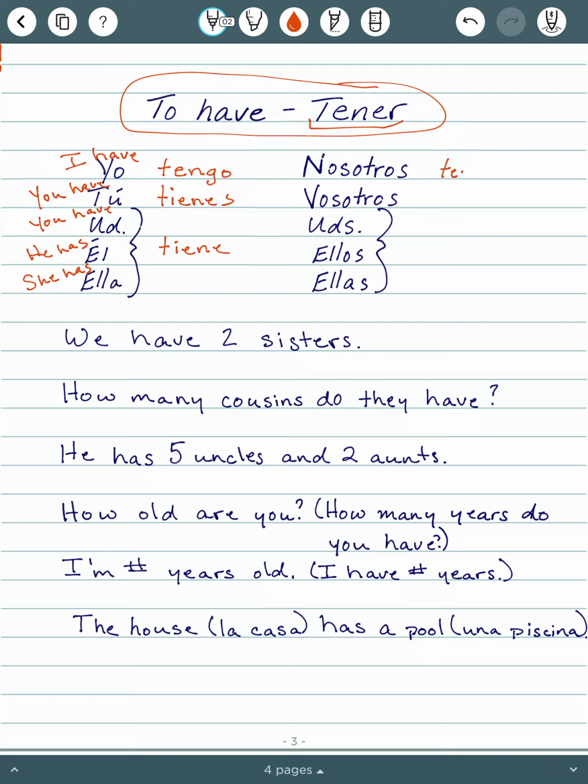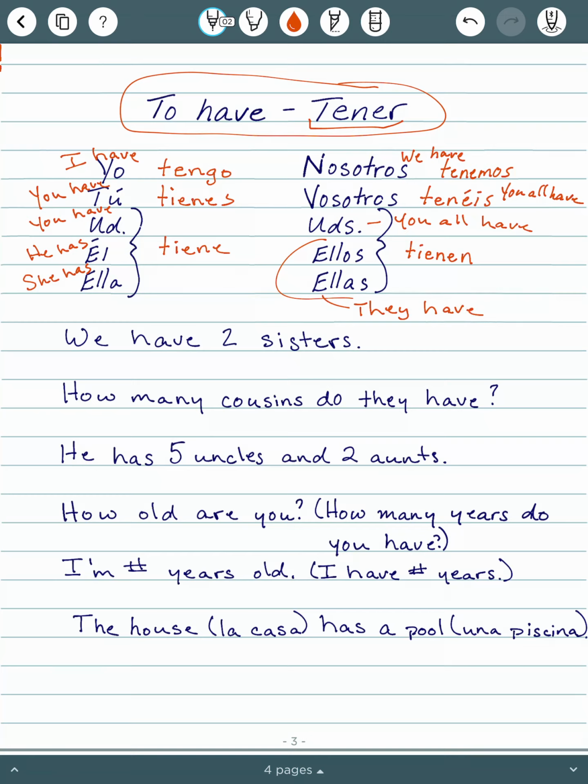Nosotros goes with tenemos. We know that nosotros is we, so tenemos would translate as we have. Vosotros is the one that is only in Spain, but the conjugation is tenéis, so that would be you all have. And then the conjugation that goes with ustedes, ellos, and ellas is tienen. So ustedes tienen would translate as you all have. And then ellos and ellas both translate as they have.